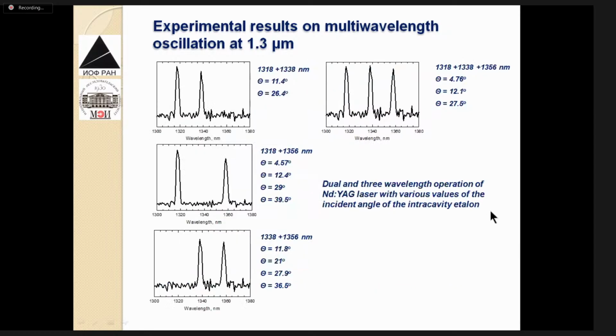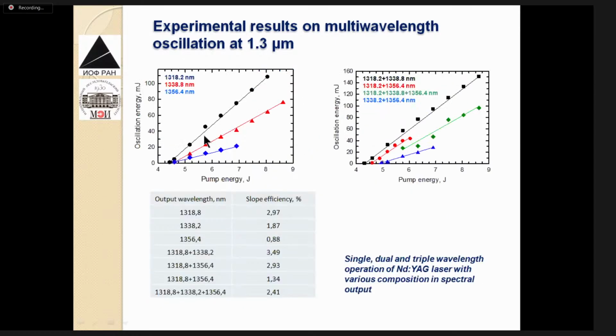And so we checked the operation, and we found that really it is possible to obtain dual wavelength operation at the angles that were theoretically predicted. Here is another combination and also another combination of wavelengths. And at the wavelengths 4.7 and 12 and 27 degrees, it was possible to obtain the three wavelength operation of this multi-wavelength laser. And also we measured the efficiency, of course, of our laser.